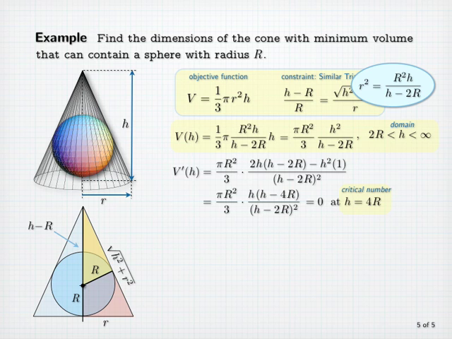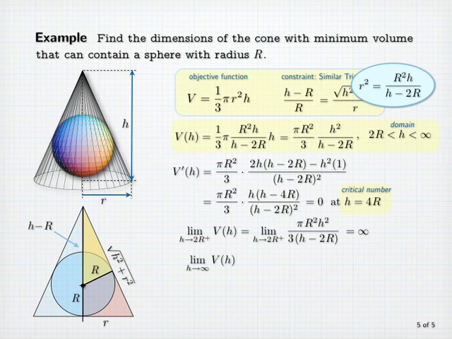Now let's justify the claim that v attains a minimum value at this critical number as follows. First, let's note that v of h is a continuous function on the interval from 2r to infinity because it's a rational function of h whose denominator is never 0 on that interval. Also, the limit as h approaches 2r from the right of v of h is equal to plus infinity because the numerator and denominator are both positive and the denominator approaches 0. Also, the limit as h approaches infinity of v of h is equal to plus infinity because the numerator of the rational function has a greater degree than the denominator.